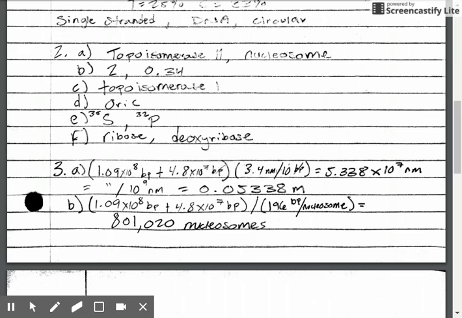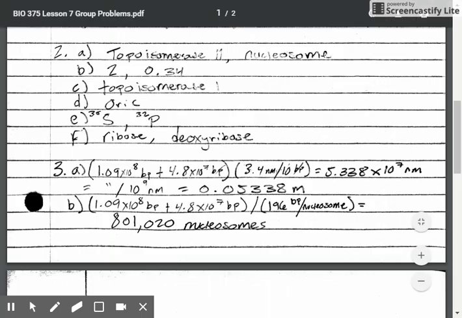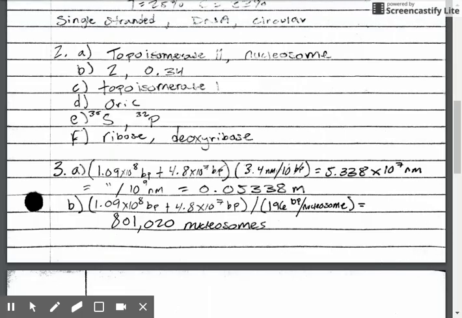Hi guys, I'm going to be talking about problems 2 and 3 from the group problems this week. Starting with problem 2, A. For this problem, I got: topoisomerase 2 is composed of 4 protein subunits and uses ATP to compact bacterial chromosomes, while a blank, I put nucleosome, contains 146 to 147 base pairs of DNA and 8 histone proteins.